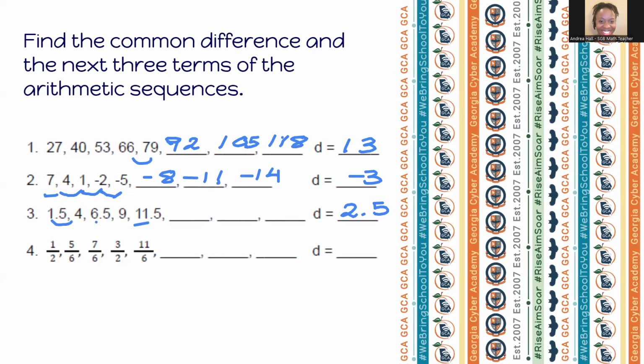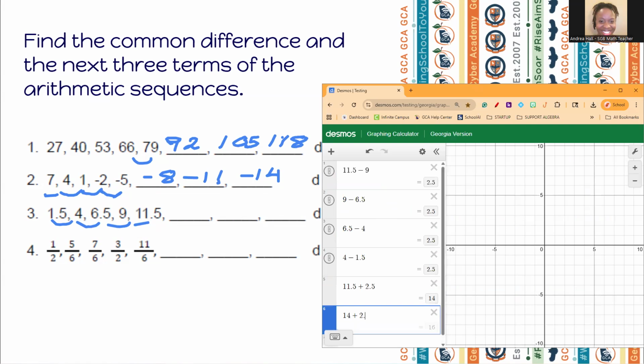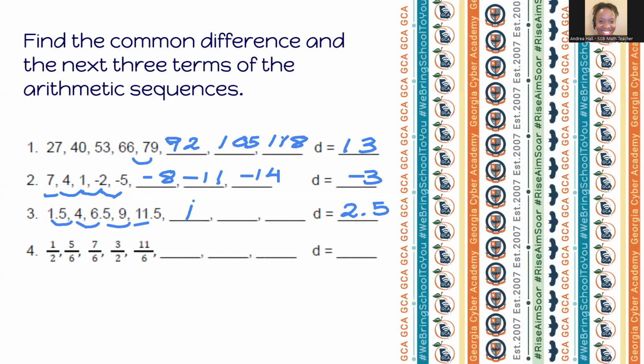All right, so that means I'm going to add 2.5 to 11.5 to get my next term and find the other terms that way. So 11.5 plus 2.5, I get 14. I'm going to say 14 plus 2.5. I get 16.5, and then 16.5 plus 2.5. Make sure I check my math. 14, 16.5, and then 19.